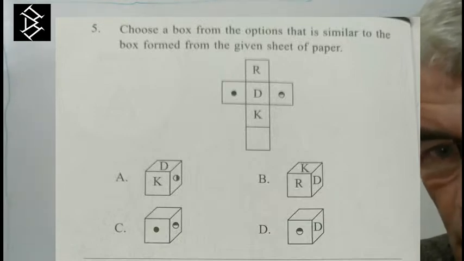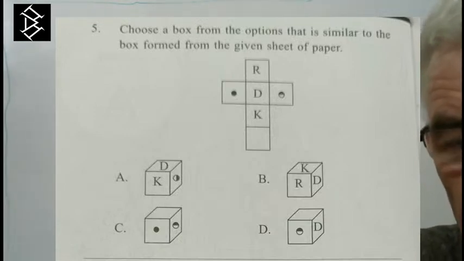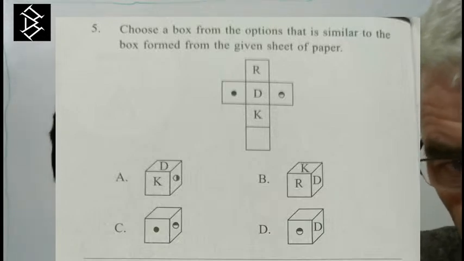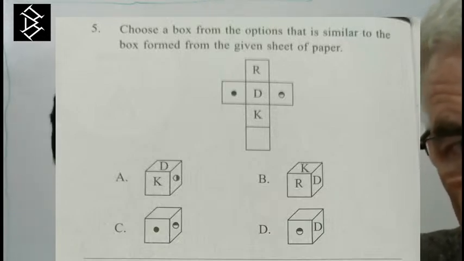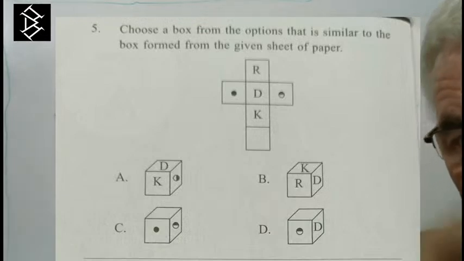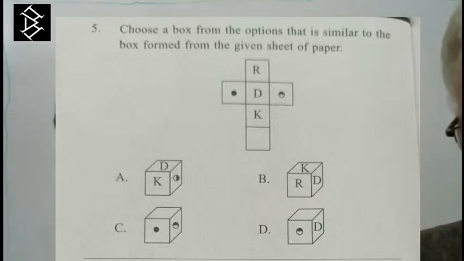Some people are putting D. Well, clearly, if you look at the back part of the D, the half-filled circle should be on the opposite side of the D. D can't be, because D has to be opposite the blank one, and here it is adjacent, so it can't be.